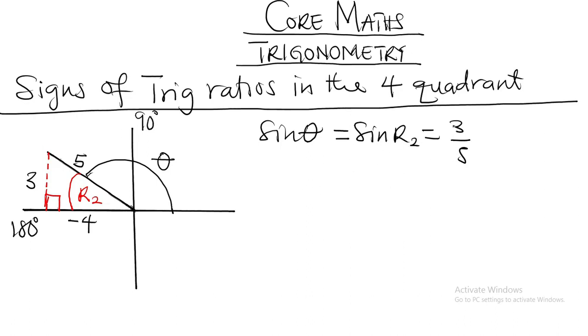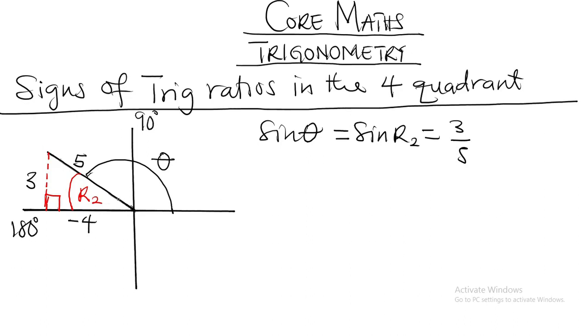Good. So sine R2, which is 3 on 5, is the same as the sine of the principal angle. So that is the relationship between the trig ratios of the angle theta, which is an obtuse angle, and its reference angle. So the sine of the angle theta, that is the obtuse angle, is the same as the sine of its reference angle. That is what you have to bear in mind. Good. Now let's move on.